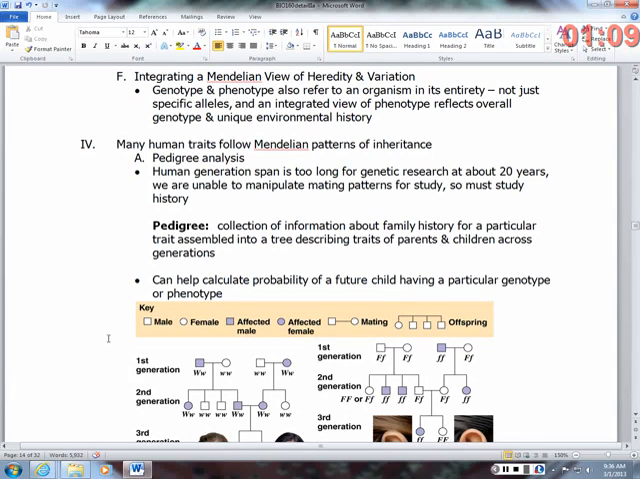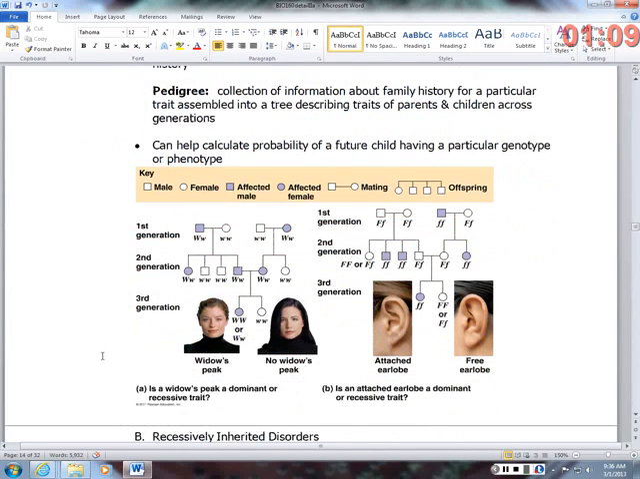So instead what we'll do is make pedigrees, where you look at a collection of information about the family history for a trait and look back at history and see what the possibilities are that you have, rather than breeding to see what comes out. And when you create one of these, which you'll be doing in your lab book as well, males are squares, females are rounds. If you are affected by a trait, you color it in. When there is a mating, you draw the line between them.